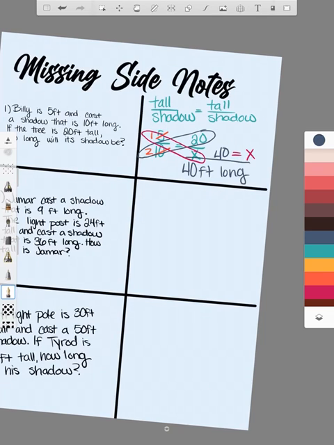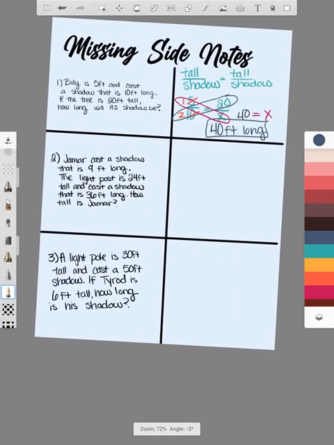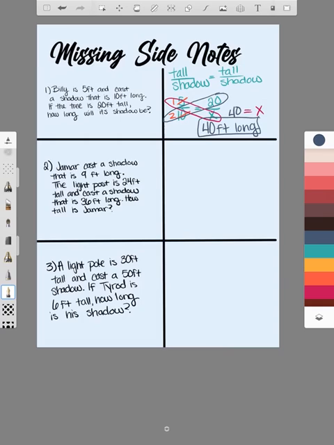All right, so it's pretty simple. We're just working with proportions here. So same thing you did yesterday, so it's not too bad.